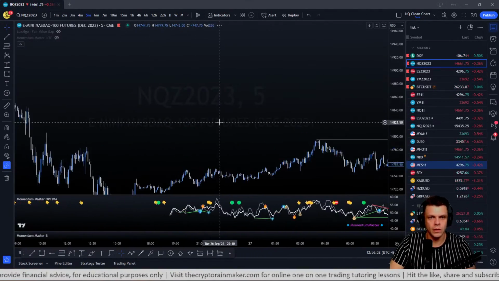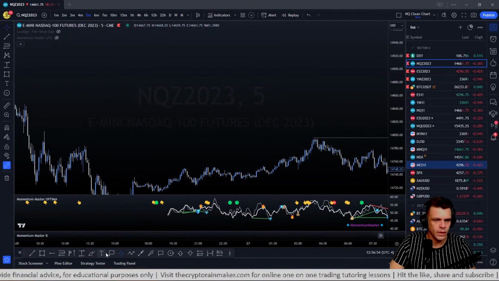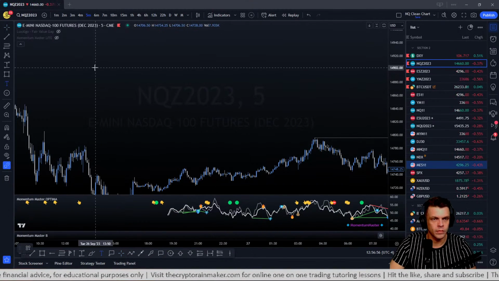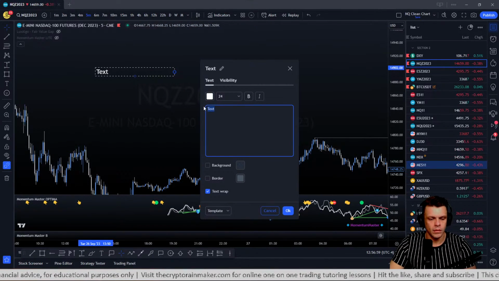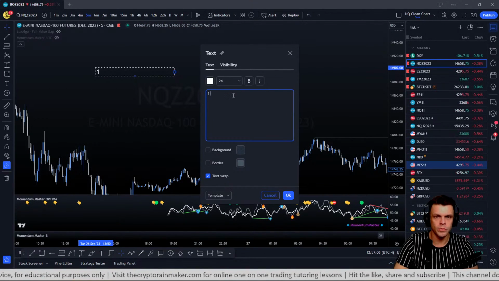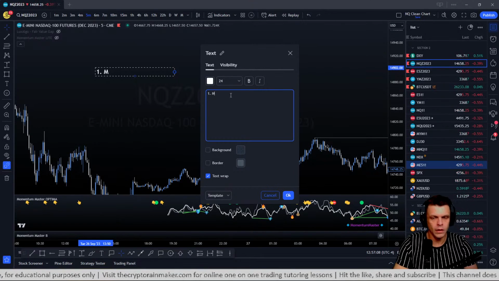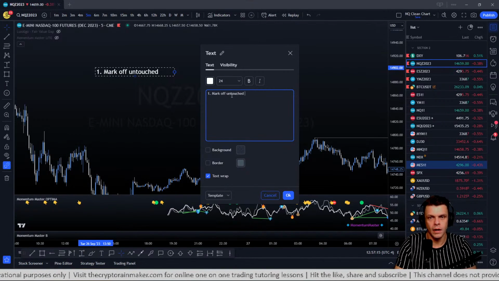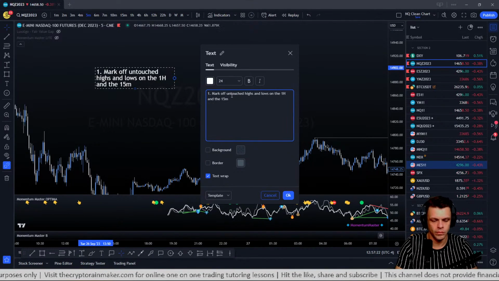Okay, so let's create a little bit of space right here. You are going to have to do everything exactly as I outlined it right here. So step number 1 is mark off untouched highs and lows on the 1 hour and the 15 minute time frames.